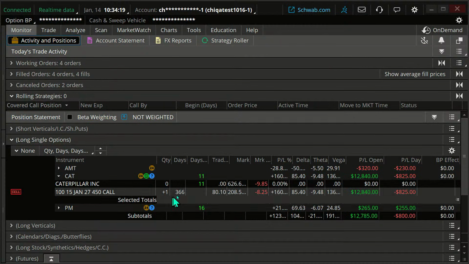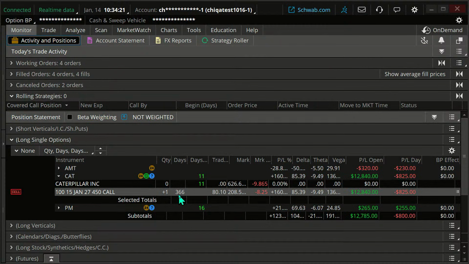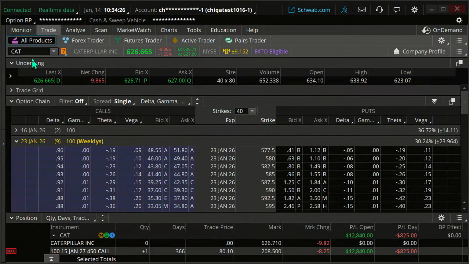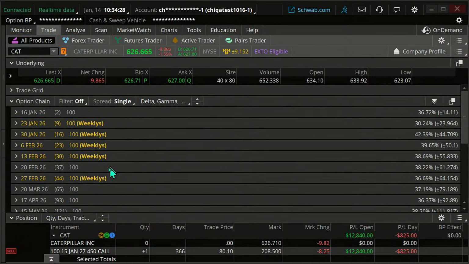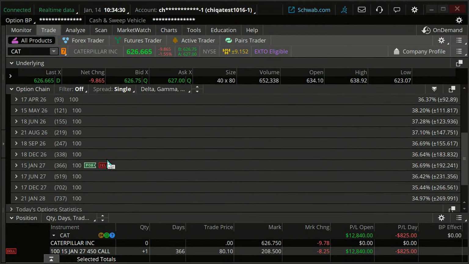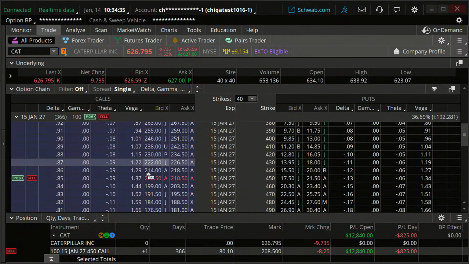I'm going to go, it's 366 days till expiration. This is a Leaps call. I'm going to go to the trade tab. I'm on Caterpillar. Let's find that trade here. Okay, let's scroll down. There it is. You can see that right here. And I've got a trade.